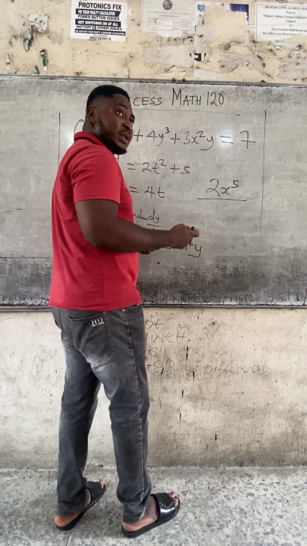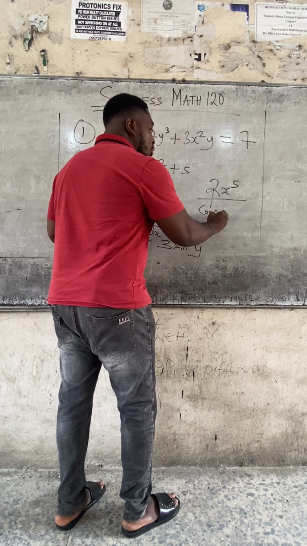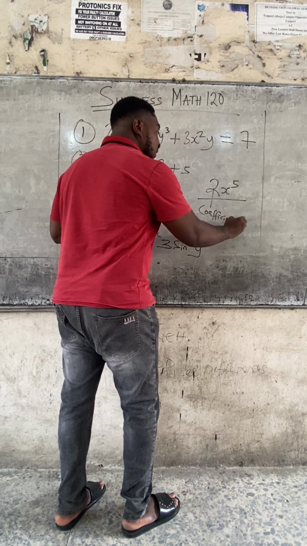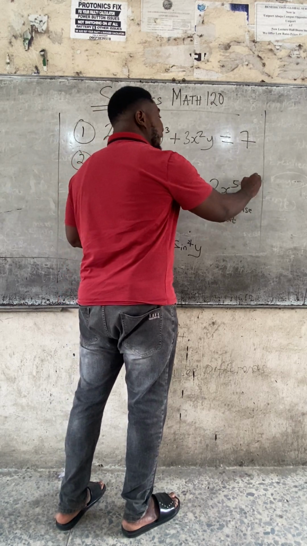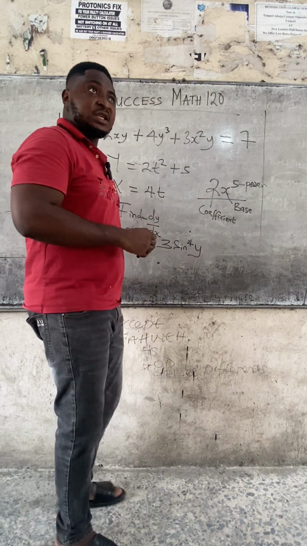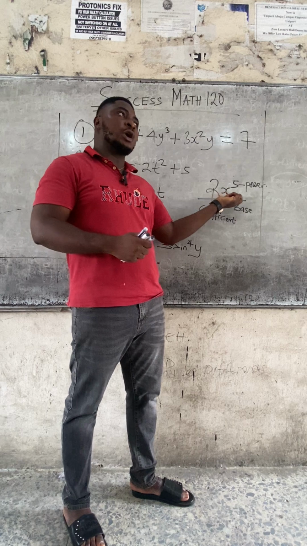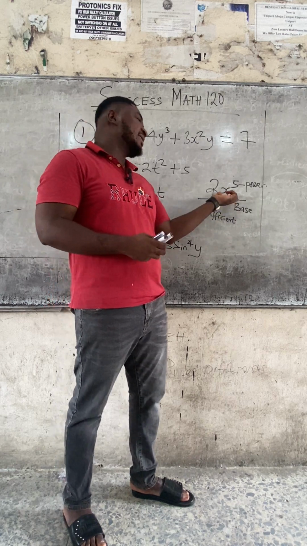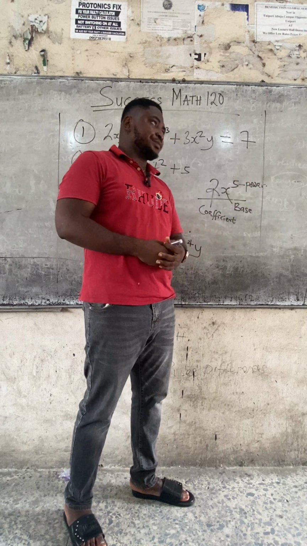Class, in this one, you have what we call your coefficients. Your coefficient is the number before x. The number before what? X is called your base. And 5 is your power. Anytime you want to differentiate, the number that comes before x is called your coefficient, x is called your base, and 5 is called your power.